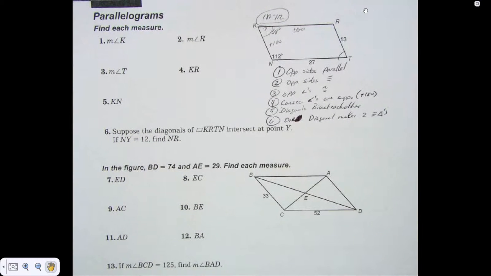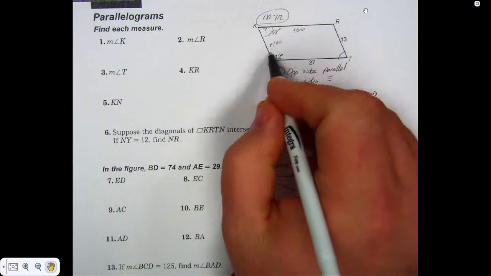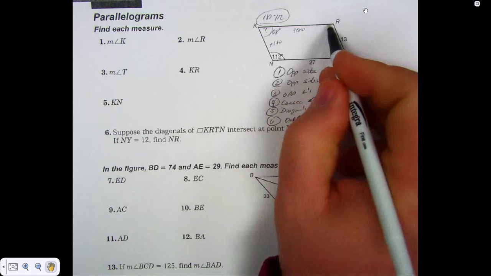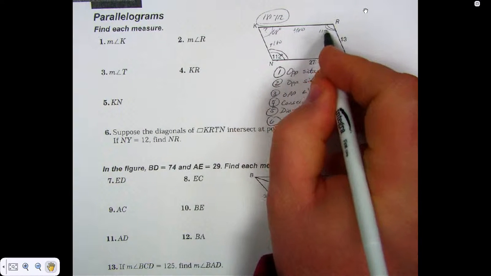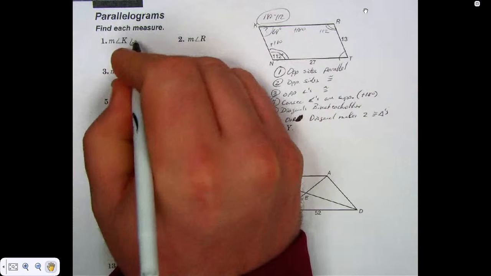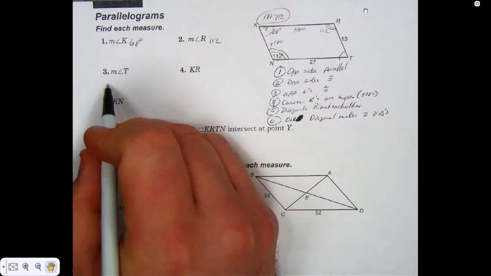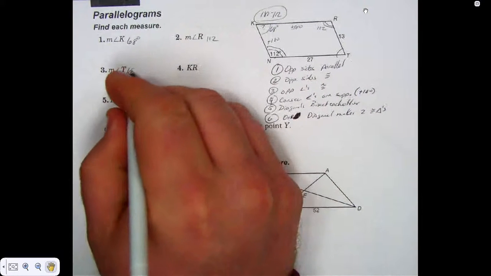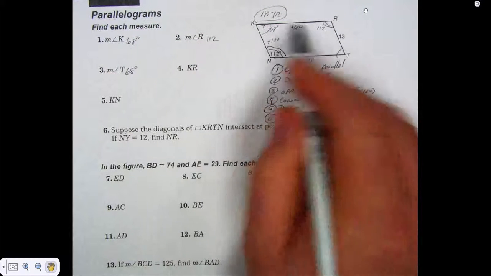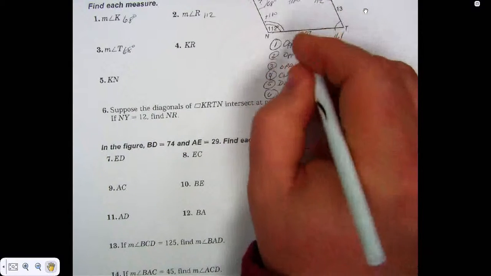Couldn't you write that on your paper to tell me you knew what you were doing? How hard's that? That's what Common Core is getting ready to be. Explain what you're doing every time. Then they ask, find the measure of angle R. Well, if the measure of angle N is 112, what do I know about the angle opposite it? Opposite angles are congruent. So 68 for this one, 112 for this one. How about the measure of angle T? What's it opposite? Angle K. So it's 68.